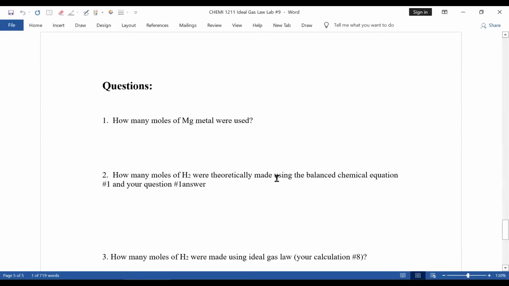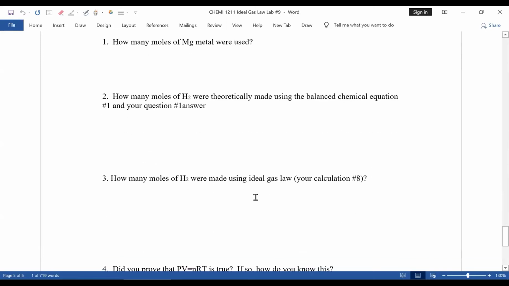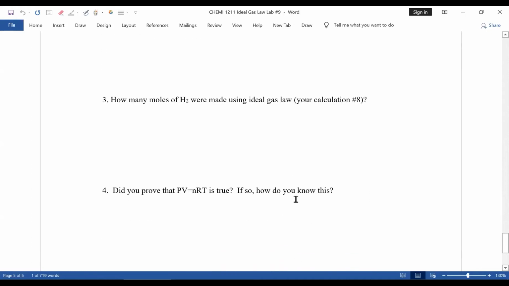Now, besides the calculations, here are some questions. How many moles of magnesium metal were used? You did that in the calculations. How many moles of hydrogen theoretically were made using your balanced equation? Hint, your question number 1 answer. How many moles of hydrogen were made using the ideal gas law? Your calculation number 8. Boy, I'm making this too hard.